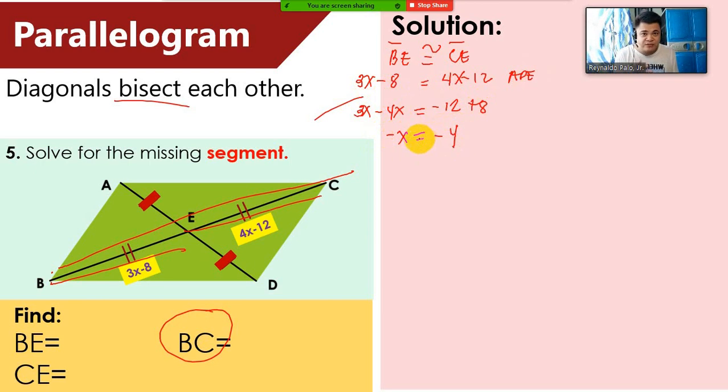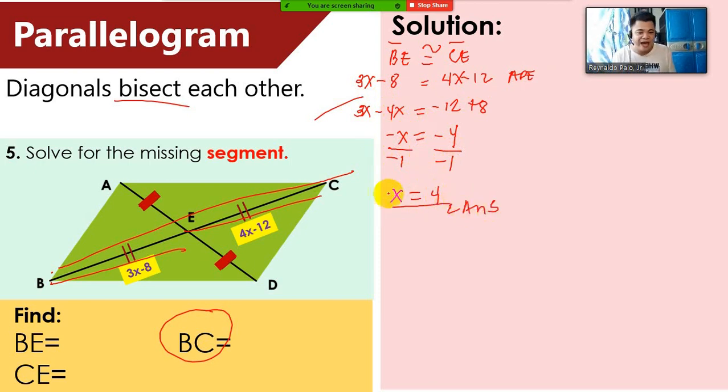So it's better if you, again, as I repeat, you can use your calculator so that you can follow easily, right? So negative x equals negative 4. So we have to divide both sides by negative 1, therefore the x is 4. So that's just the value of x.